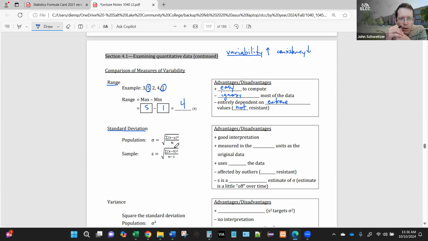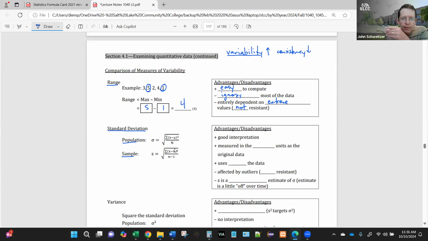especially when it comes to quantitative data, which is what we're doing in chapter 4. So there's actually two formulas. There's the population standard deviation and there's the sample standard deviation. And that's because we have samples and populations, right?